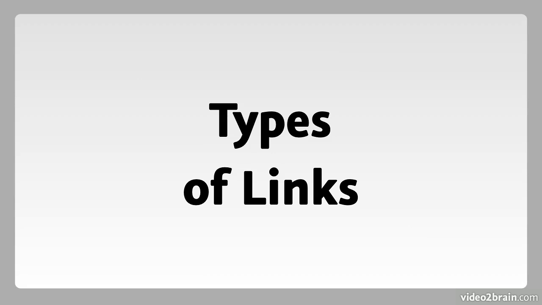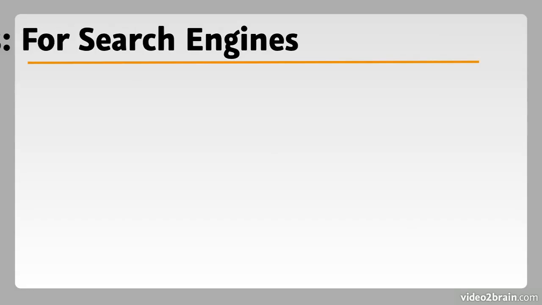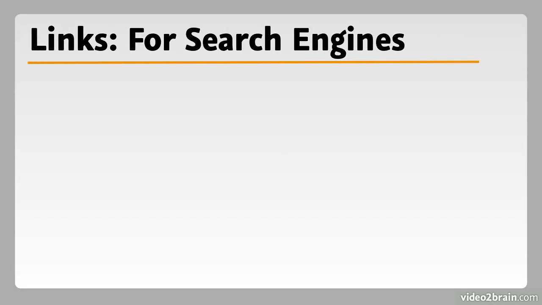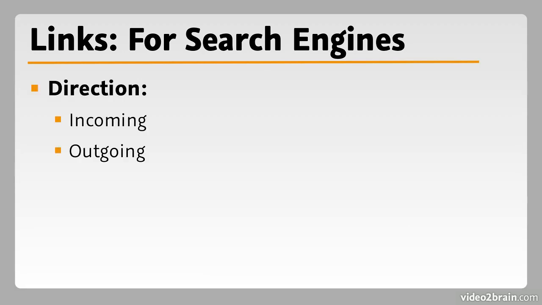There are many different types of links on a website, and so we need to understand what types of links are going to be worth more than other links. They're not all the same. So the first thing is we've got links coming in from other websites. We have links going out to other websites.